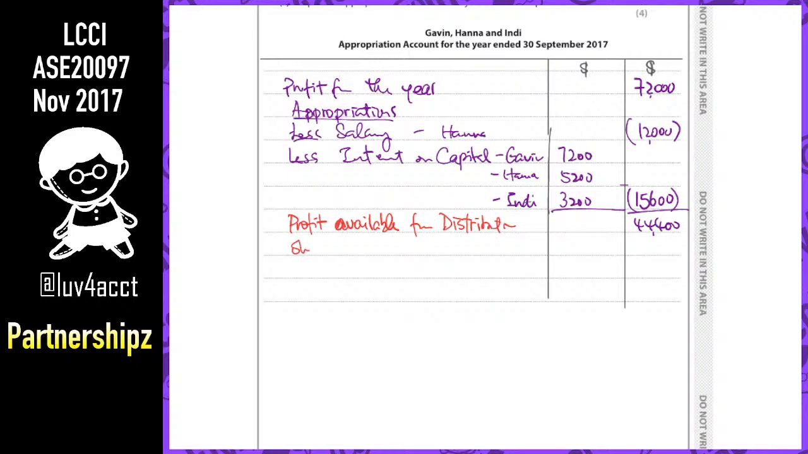Okay, and then share of profit. They are going to share the profit equally, so Gavin, Hannah, and Indy. Divided by 3, we have 14,800.